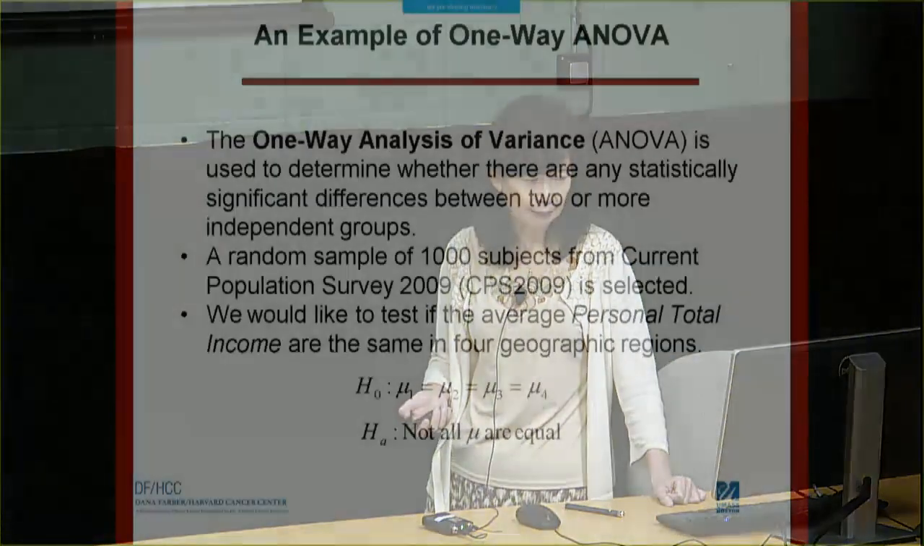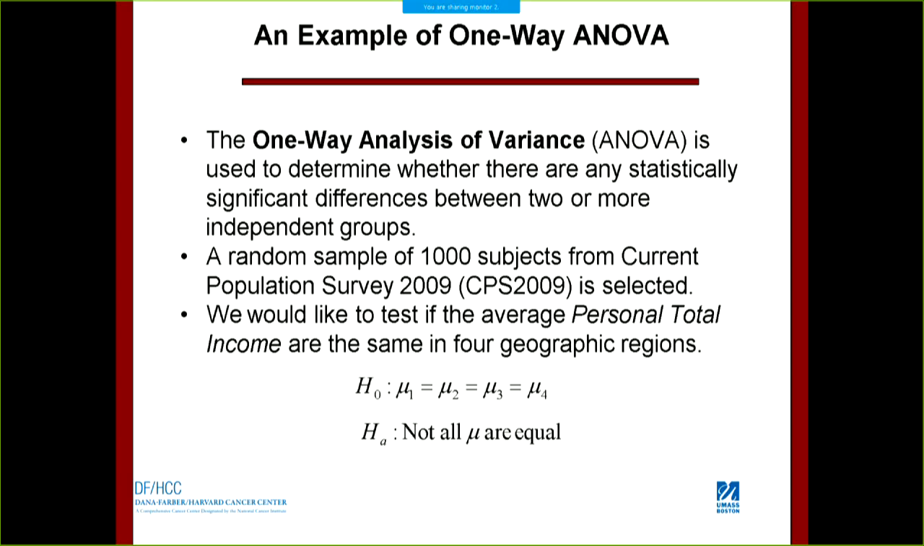Now suppose we have more than two groups here. So we cannot use the t-test, right? If we have three or more groups, we need to consider the one-way ANOVA to compare means for more than two groups. So we're going to use the so-called one-way ANOVA.